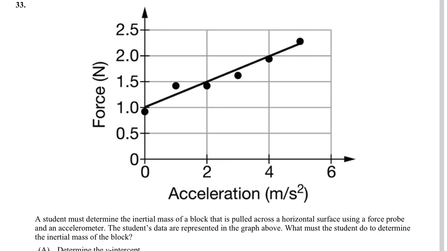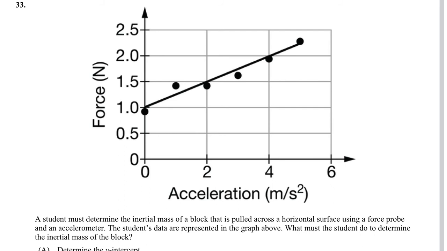Number 33. No overthinking needed. So, a student determines the inertial mass of a block that is pulled across a surface using a force probe and an accelerometer, which measures acceleration. Force probe measures force. The student's data is represented. What must the student do to determine the inertial mass of that block?